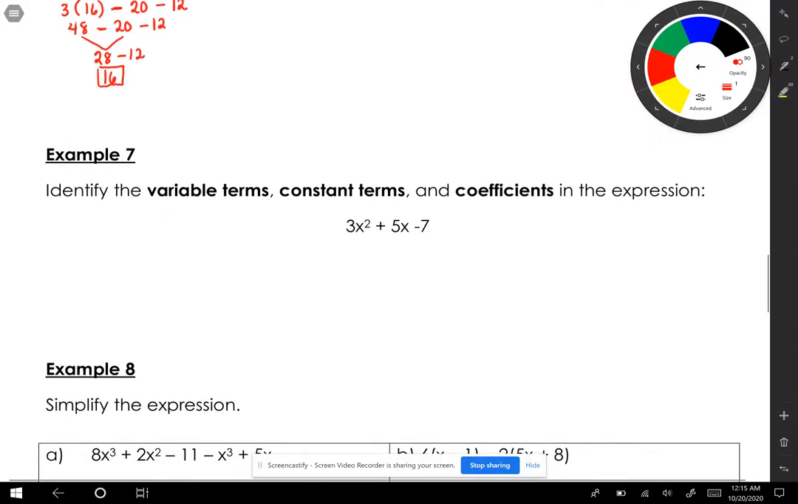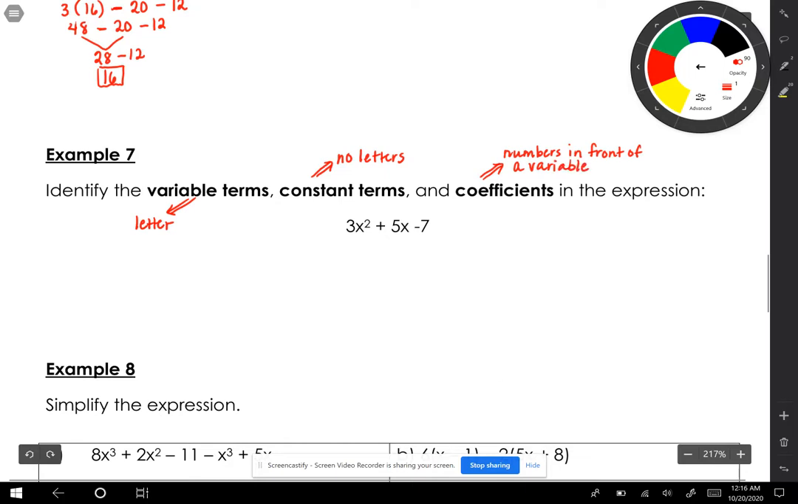Okay, more vocab. Identify the variable terms, the constant terms, and coefficients in the expression. So using that same example that we just evaluated, this particular expression has a total of 3 terms. But before we do that, remember variable means letter or symbol, but in algebra, letter. Constant terms mean no letter. And coefficients are your numbers in front of a variable. I use those words all the time. I use the word constant and coefficient all the time. So constant is no letters, so just a regular number without any variable. And coefficient is just the number in front of the variable.